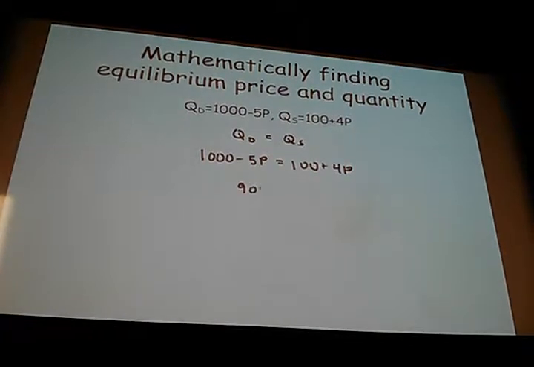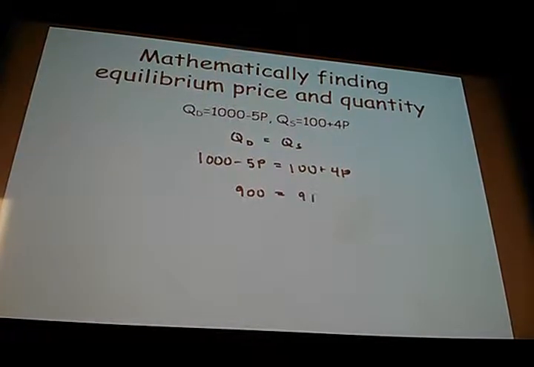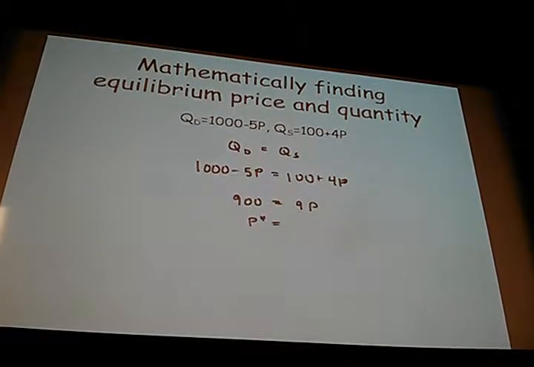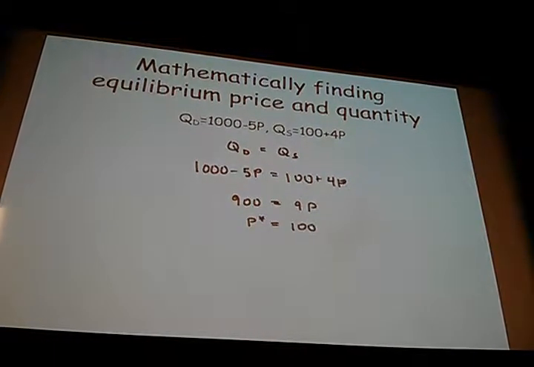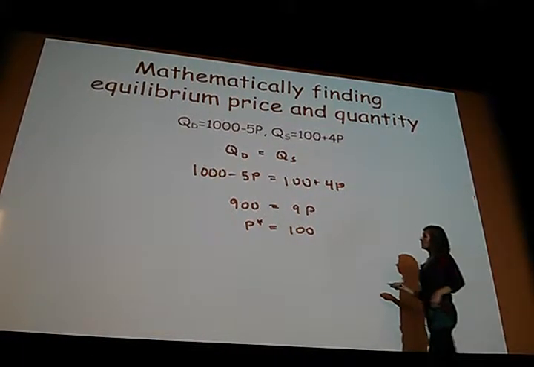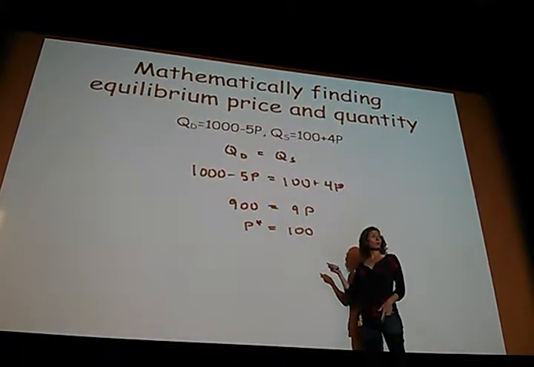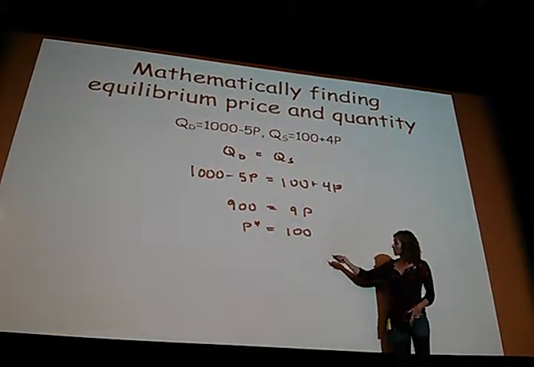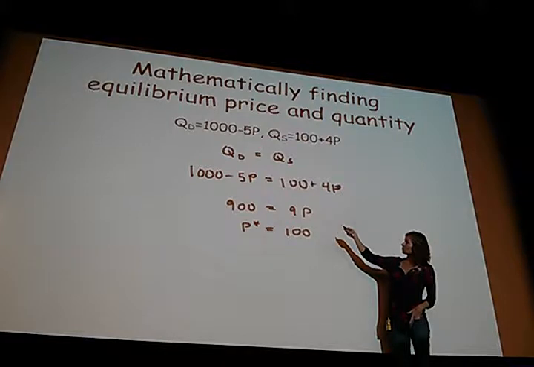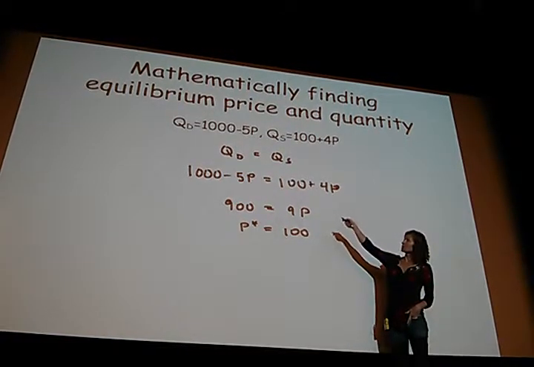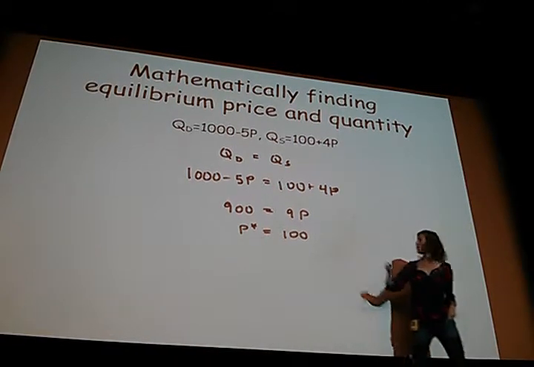100 has to be equal to 9p, or in other words, the equilibrium product price, P star, is equal to 100. Now we're not quite done here. We've got to figure out the equilibrium quantity too. So we can take this price, P star, and plug it into the demand curve. So when the price is 100, what's the quantity demanded going to be? 500, right?